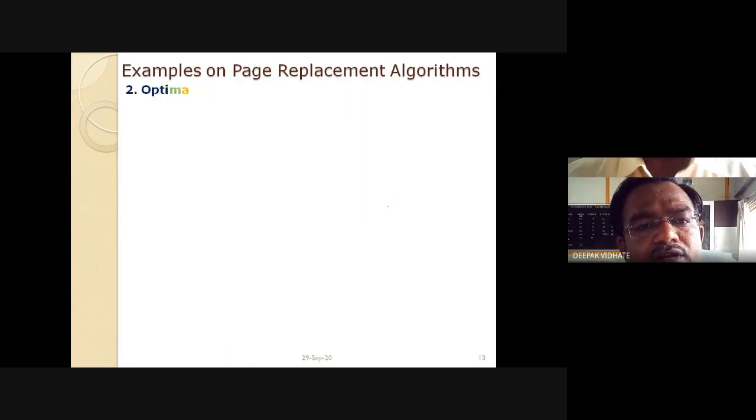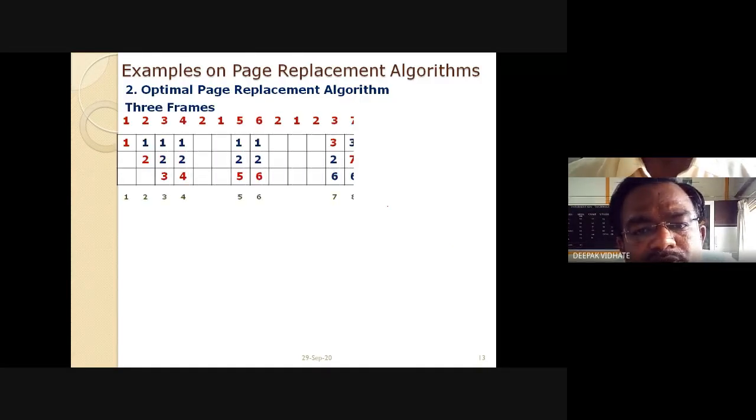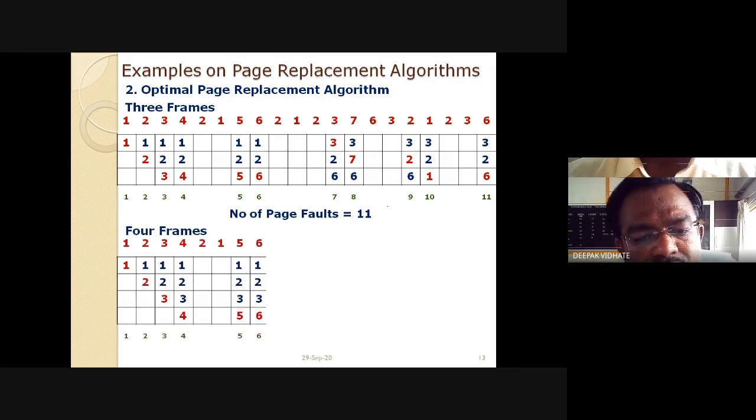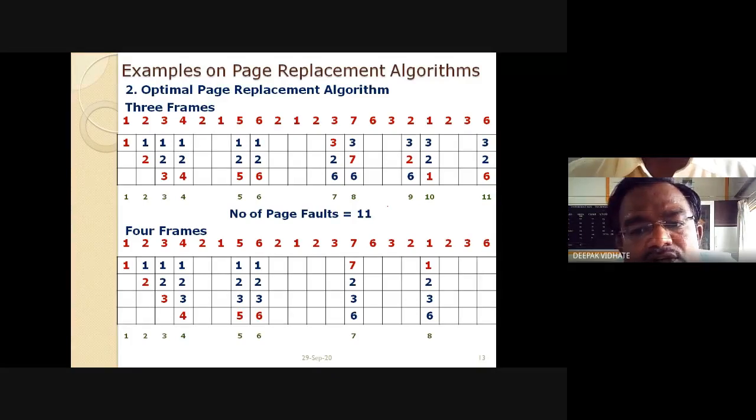And for the optimal page replacement algorithm, we can see here for 3 frames, how many page faults occur? There are a total of 11 page faults for 3 frames. Whereas in the case of 4 frames, the page fault number is 8 only. So the number of page faults is equal to 8. So this is the way, very simple.